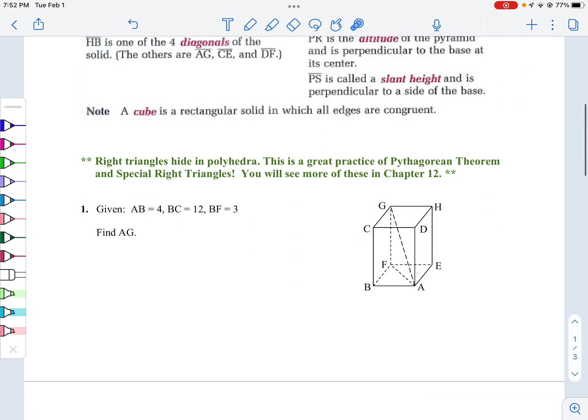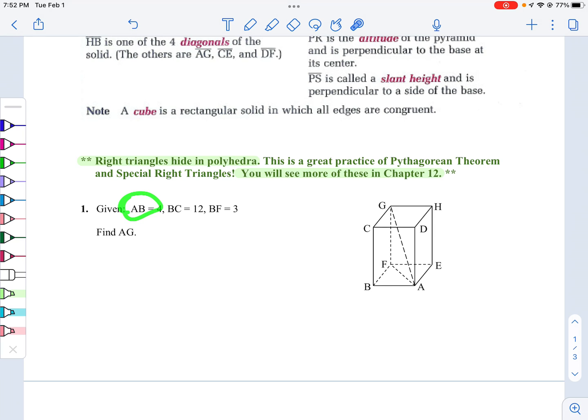So next, I have a little note here that says, right triangles hide in polyhedra. Polyhedra is the fancy word for these 3D solids. So this is great practice of our Pythagorean theorem and our special right triangles. We will see more of these in chapter 12, but we want to get your connection here with right triangles and Pythagorean theorem. So our first example, given the length of segment AB, when we don't write the hat, right?